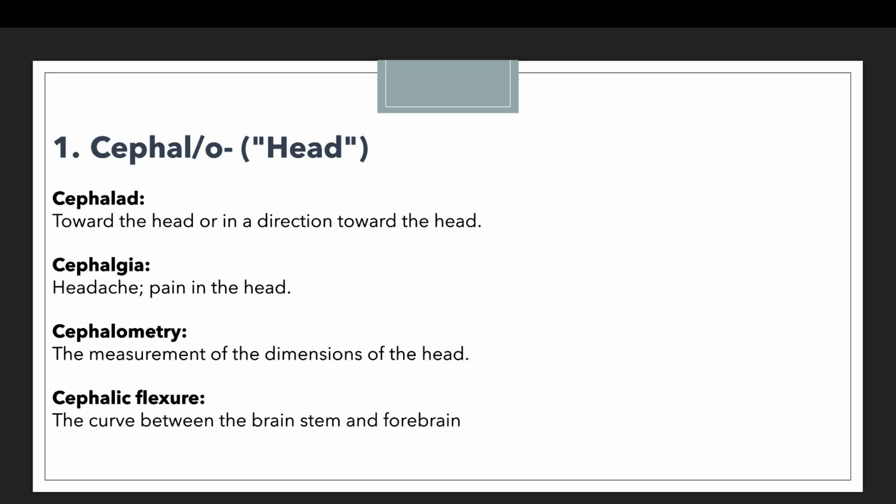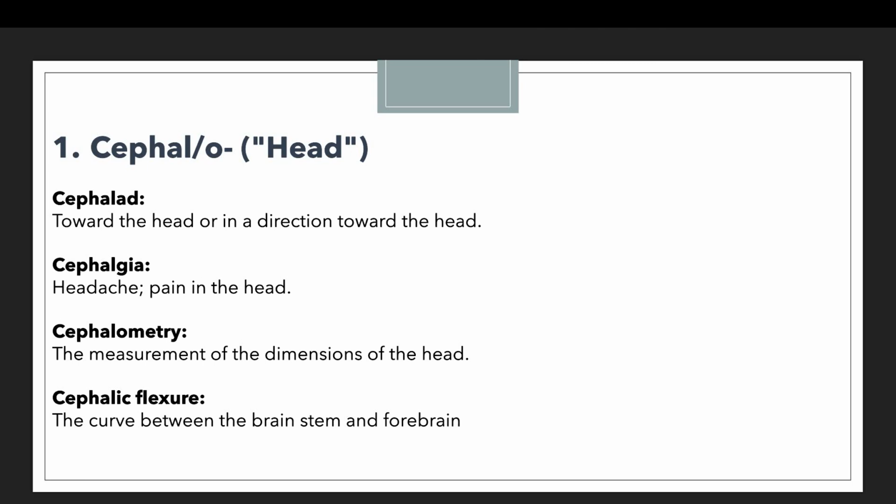Then we have the next example, which is cephalic flexure. Now, what is cephalic flexure? Cephalic flexure is the curve between the brainstem and the forebrain. The curve between the brainstem and the forebrain.